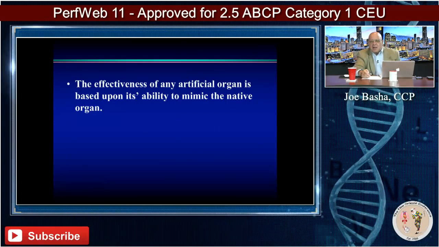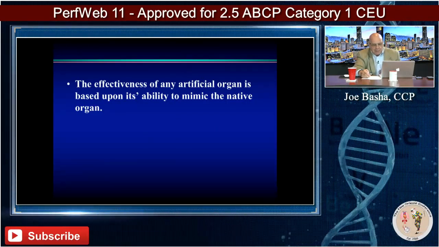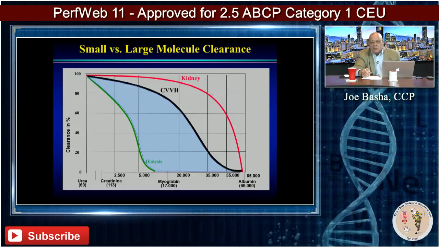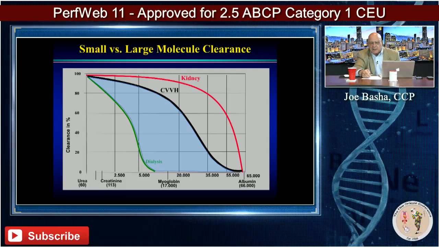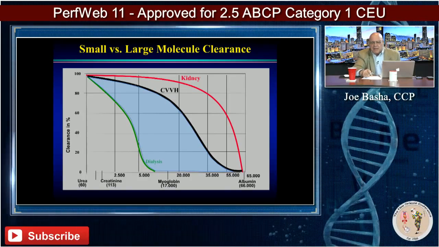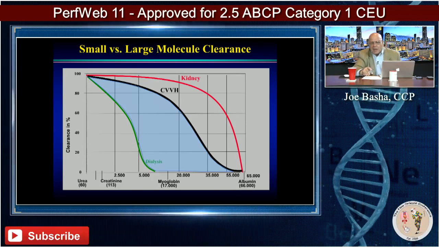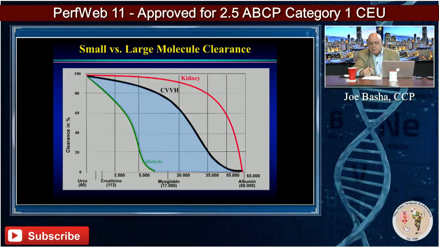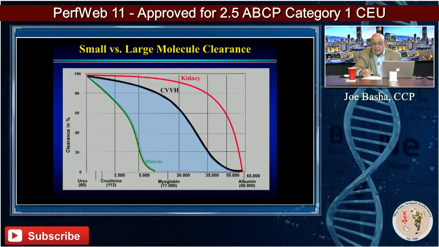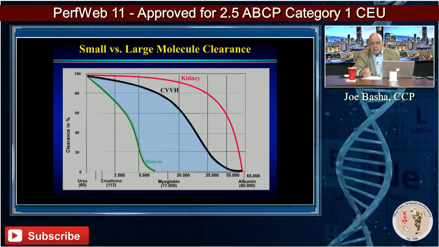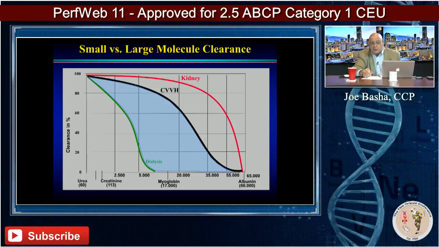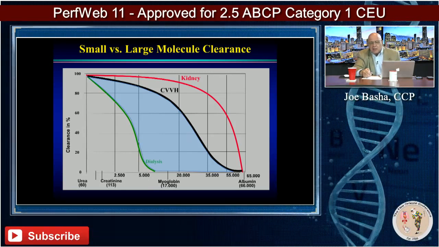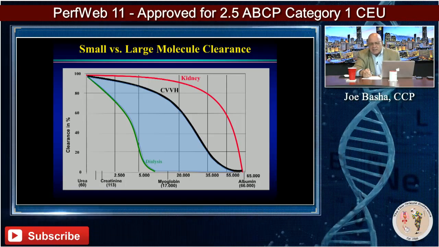So the effectiveness of any artificial organ is based upon its ability to mimic the native organ. So let's go back and look at this slide again and include CVVH and convective clearance. Look at how much of that blue is now taken up by the CVVH. You can see that it's much closer. It's not the kidney. The kidney is the kidney. That's a special organ. But it certainly is a lot closer to it than what dialysis would lose. So the blue represents essentially the gap between dialysis and CVVH.